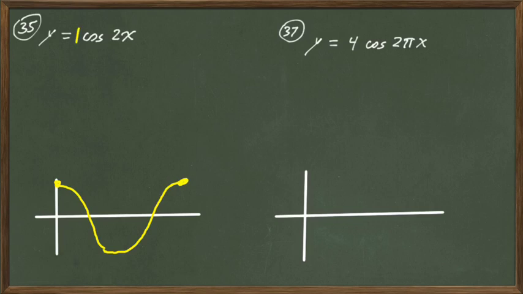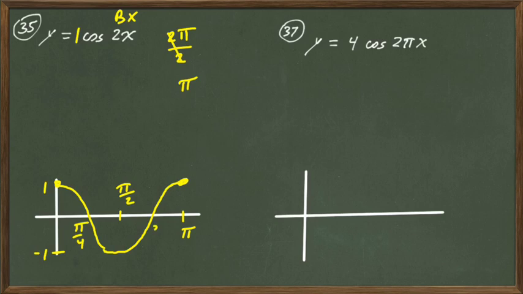Now, what's the amplitude? 1. And the period is 2 pi over b. What's b? So what does that make the period? Pi. That would be 1/2 pi, 1/4, 2/4, 3/4. And so what are the coordinates of my maximums? 0, 1, and pi, comma 1. What's the coordinates of your minimum? Pi over 2, comma negative 1.